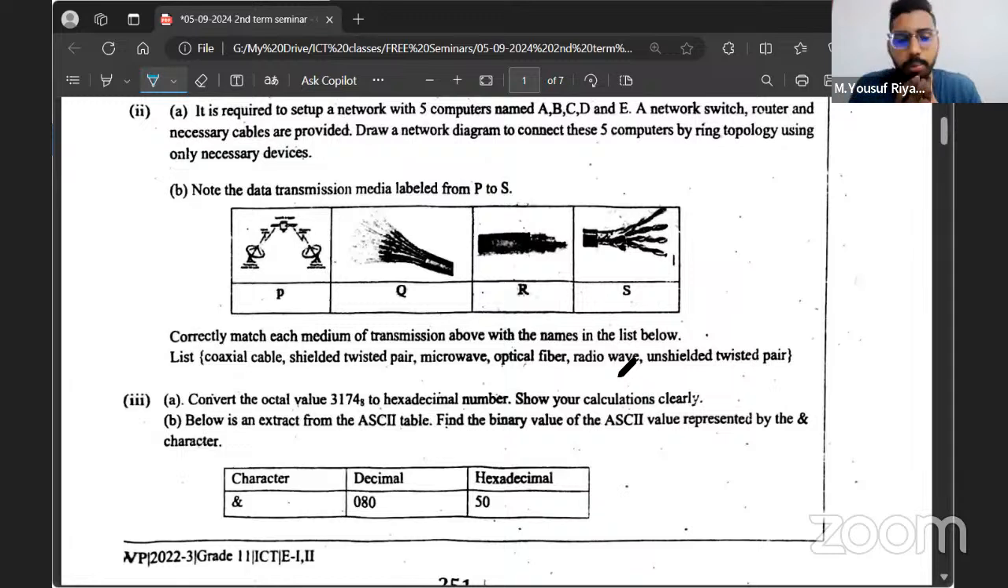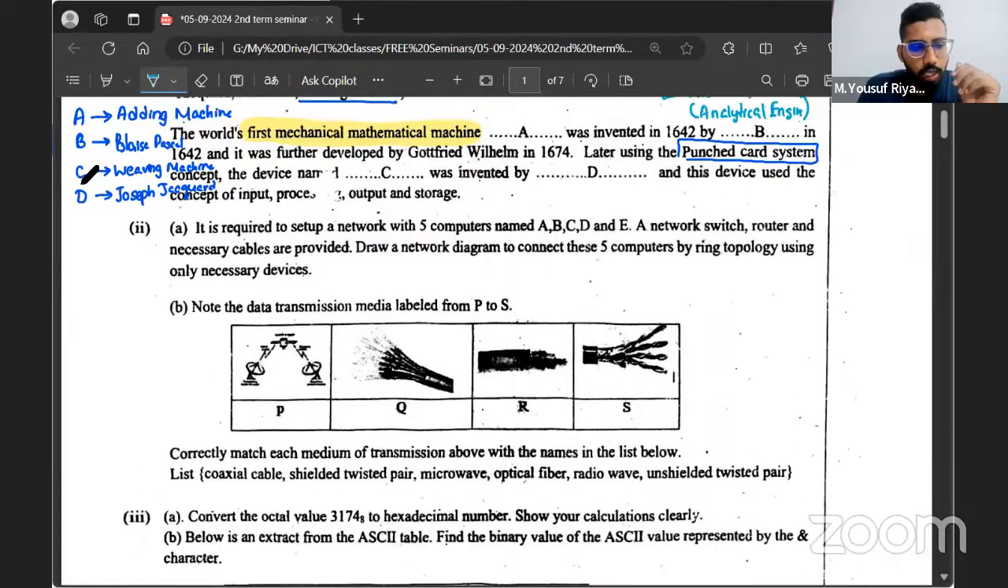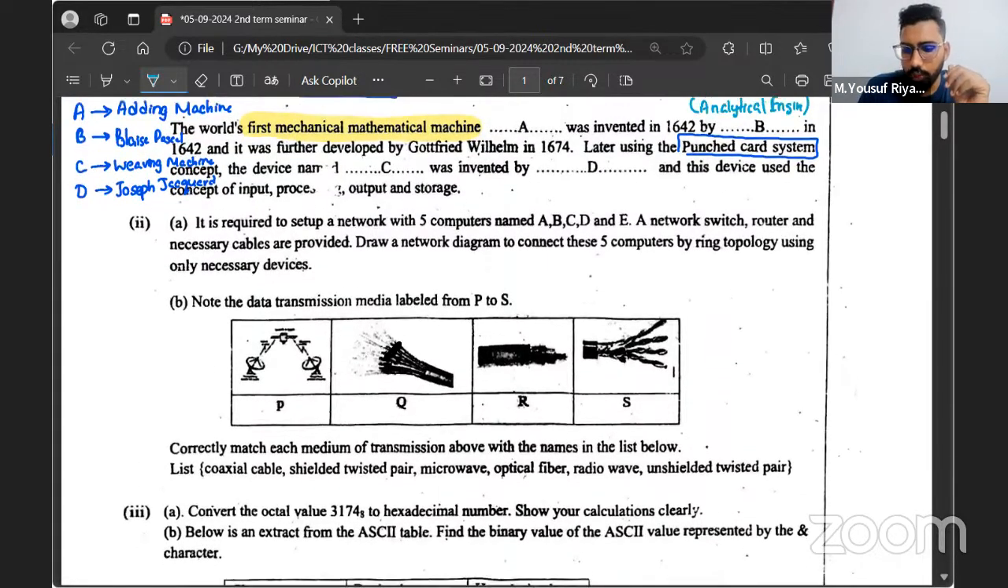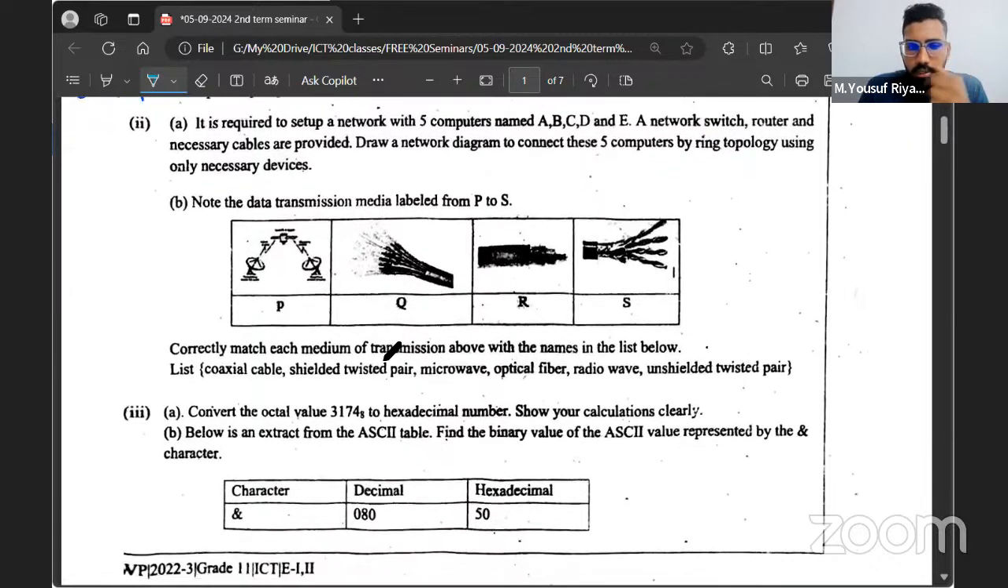If you have any questions, drop them in the chat. It is required to set up a network with 5 computers named A, B, C, D, E, a network switch, router. Should we write the answers? Yeah, you should write the answers like A, B, C, like this one. I'll send the paper after the class.